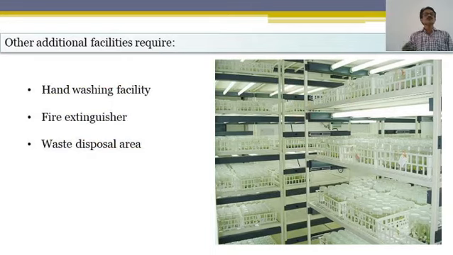Along with that, you also need some hand washing facilities, because you need to wash your hands with some sterilizer or soaps to remove contaminants or microbes from your hands. Then you need a fire extinguisher. Again, you need a waste disposal area. So these are the additional facilities you may require while planning to establish this plant tissue culture laboratory.